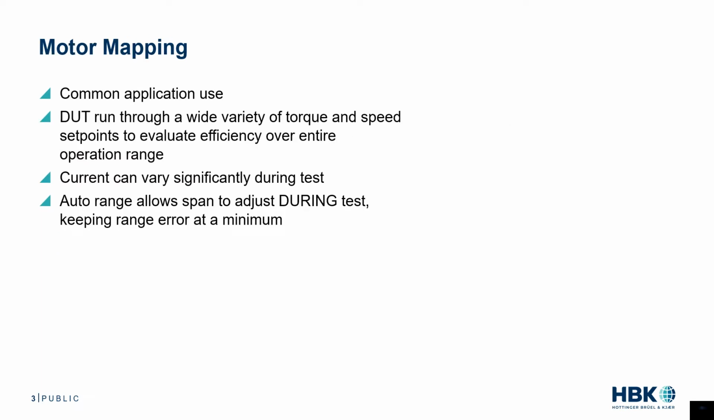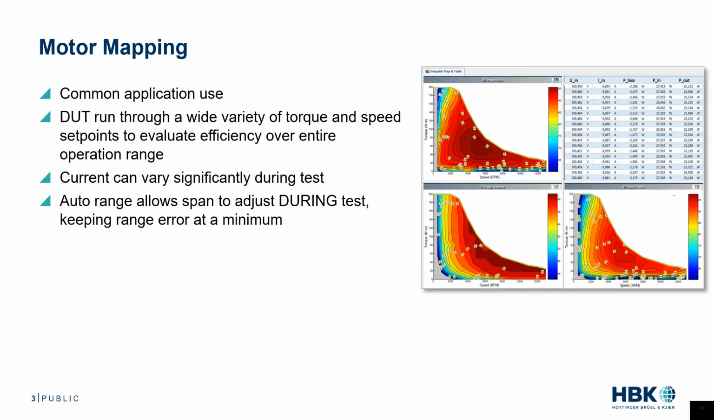Motor mapping is one example of an application that often requires users to measure a wide range of inputs during a single test. During a motor mapping test, the device under test is run through a wide variety of torque and speed set points in order to evaluate the efficiency of the motor over its entire operation range. In many of these tests, the current will vary significantly over the course of the test.